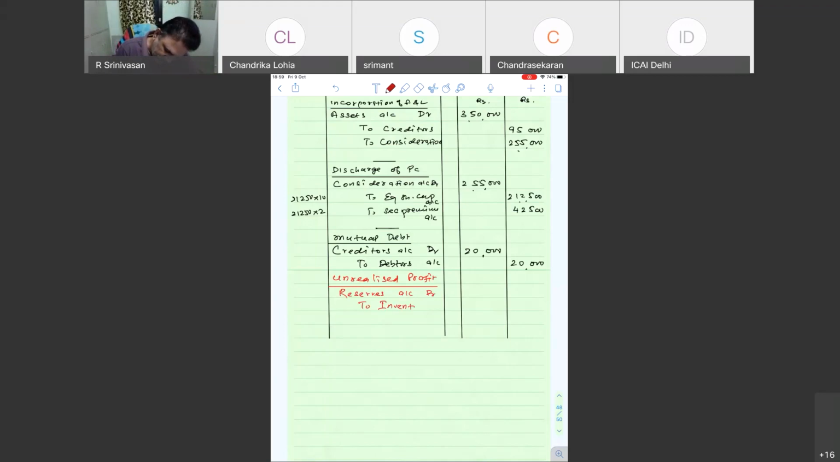Inventory. How much is the unrealized profit? They say stock of 30,000 supplied by D Limited, cost plus 20%. So 1/5 on cost, 1/5 on cost, 1/6 on sales. So 1/6 is 5,000. The 30,000 is the sale price. So on cost 20%, 1/5, and on sales it will be 1/6. Now this is over. So now we can make the balance sheet.